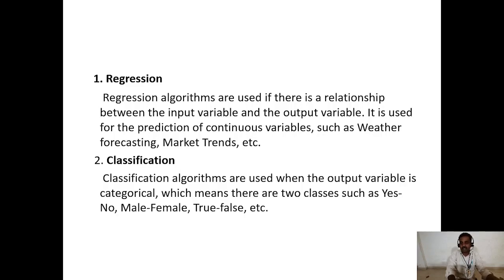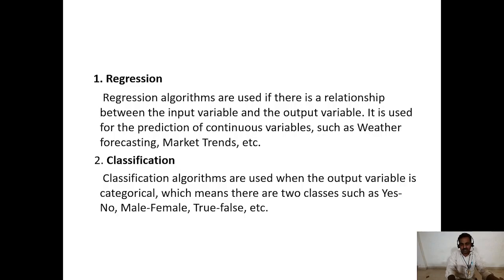So what is regression? Regression algorithms are used if there is a relationship between input variable and output variable, then you have to use regression. Regression algorithms can be used for continuous variables such as weather forecasting and market trends, etc. Then what is classification?